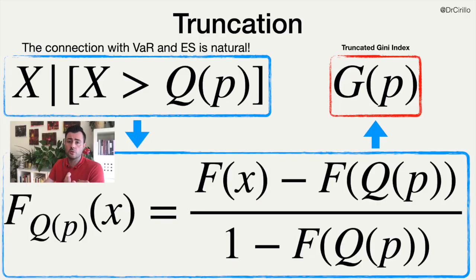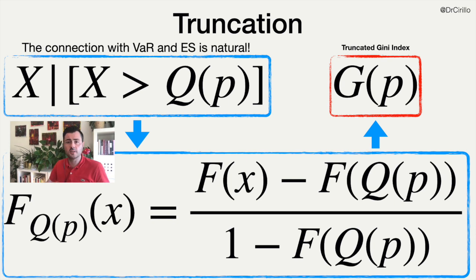Then we exclude the first two observations and we compute the Gini index of the n-2 remaining observations, and so on. So we are computing for different threshold levels the corresponding Gini index. This is what we call the truncated Gini index, that can be formalized as you see on your screen in terms of truncation with respect to a given quantile.